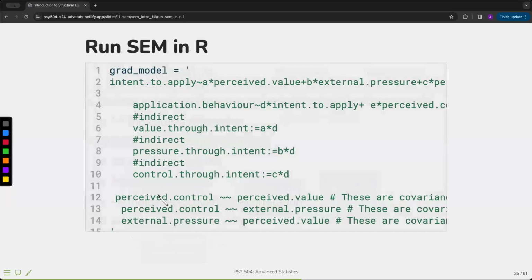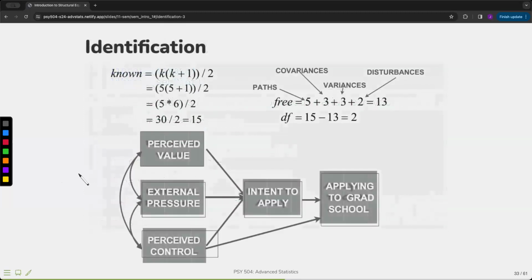And then next, we have to specify our covariances or correlations. And I said that we use these tilde or double tilde symbols. Basically, we don't need to label these. We could just put them directly in as our column labels. So we could do perceived control is correlated with perceived value, and then perceived control is correlated with external pressure, and then external pressure is correlated with perceived value. So that's how we would specify the model that we have drawn out here. That's why it's critical that when we're approaching this, we need to draw out a path model for us so we can label things and know what we're interested in.